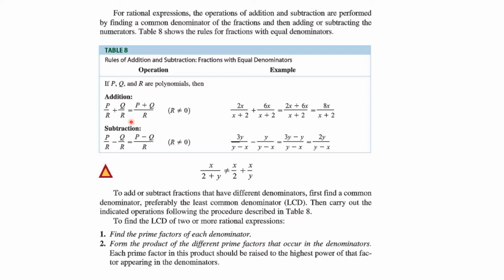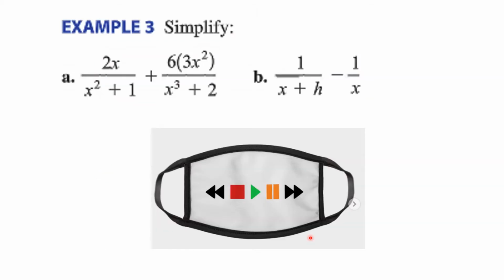Now, when we add fractions with the same denominator, we just add the numerators over that denominator, and similarly when we subtract. But we can only do this with equal denominators, so sometimes we have to get the common denominator. And to find a common denominator, it works by finding the least common denominator of the rational expressions. So here are an addition and subtraction problem for you to do. You know what to do.